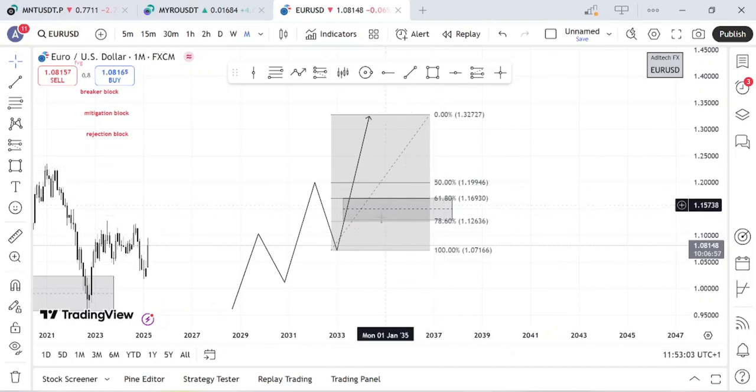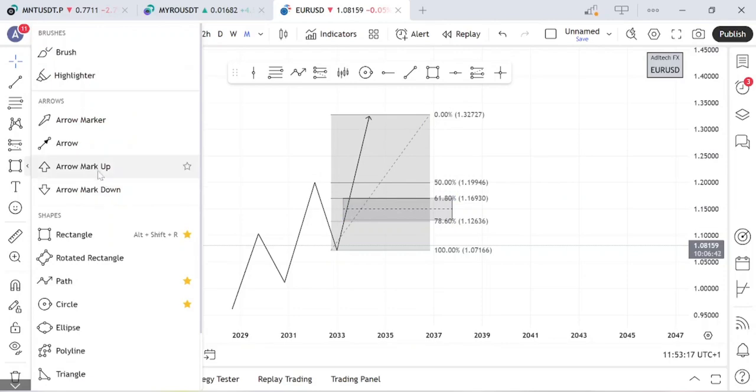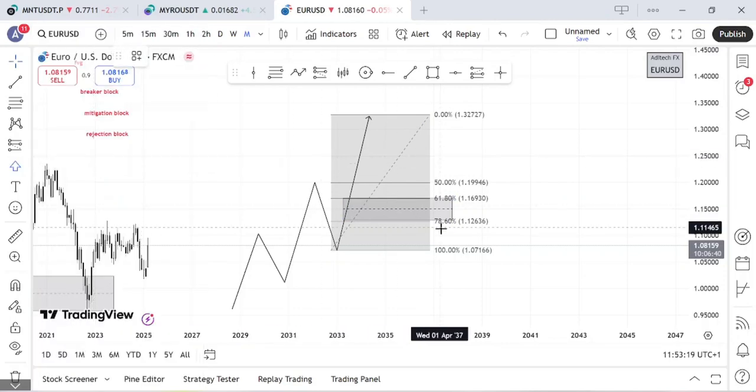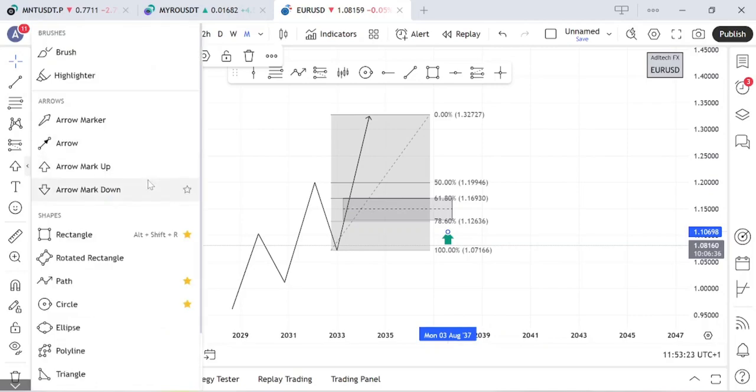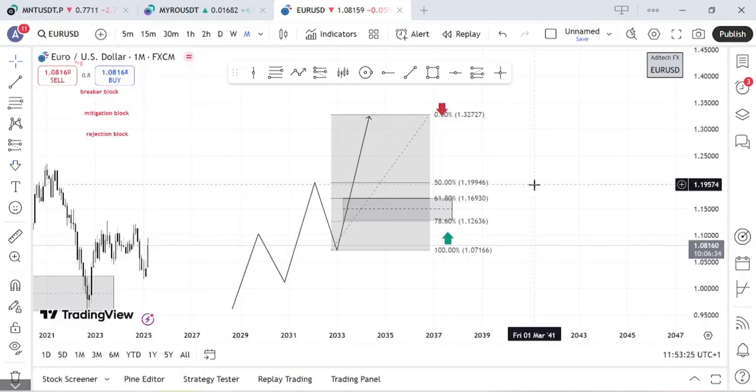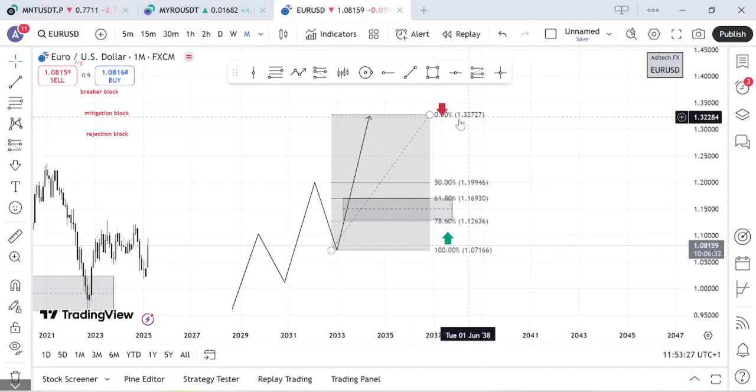So now the level below this 50% is called the discount, right? While the level above this 50% is called the premium. So you are buying at discount and selling at premium, right? You buy at discount and you sell at premium. Buy at discount, sell at premium. So this is where we use the Fibonacci tool.